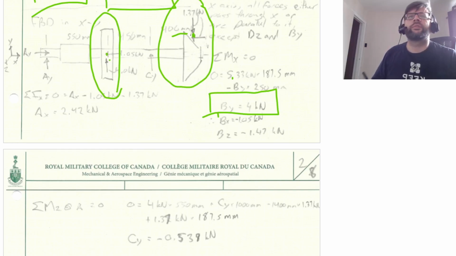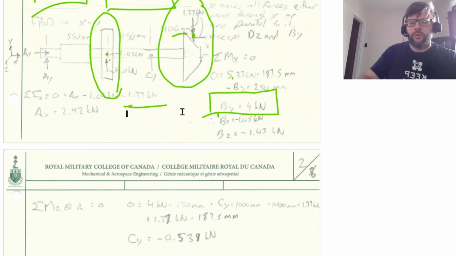At this point, we can solve for what Ax is just by taking the sum of the forces in the x direction, because there are only two other known forces that correspond to that. So 0 is equal to Ax minus the 1.05 kilonewtons minus the 0.37 kilonewtons. So minus the x component of the force on the bevel gear and minus the x component of the force on the helical gear, because both of those are acting in the negative x direction. So that reaction there ends up being 2.42 kilonewtons.